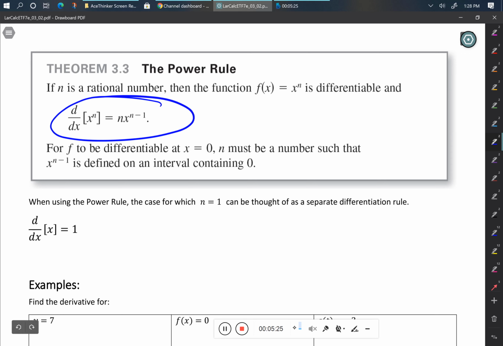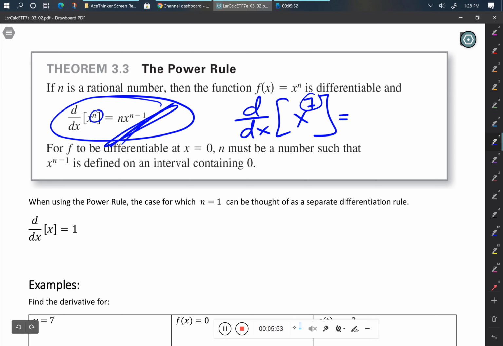N times x to the n minus 1. This is one of the ones that we will be using so much that it would become just ingrained in your brain. Okay? The derivative with respect to x of x to the 7th.